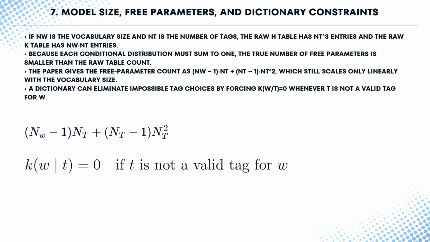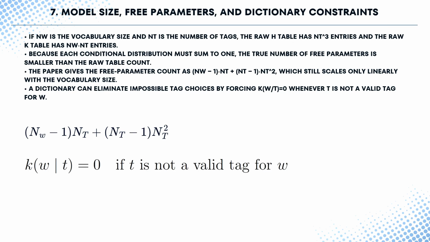Now let's talk about model size, free parameters and dictionary constraints. First, here NW is the vocabulary size and NT is the number of tags. Transition parameters are given as NT cubed and emission parameters as NW times NT. But due to normalization constraints, effective free parameters are reduced and the final formula is given as (NW minus 1) times NT plus (NT minus 1) times NT squared.